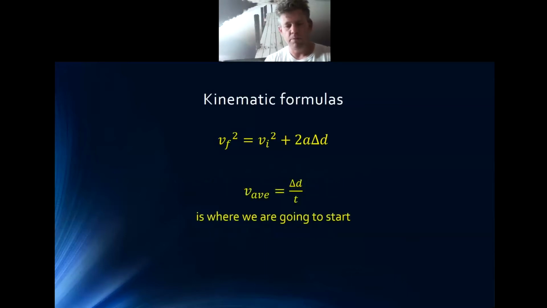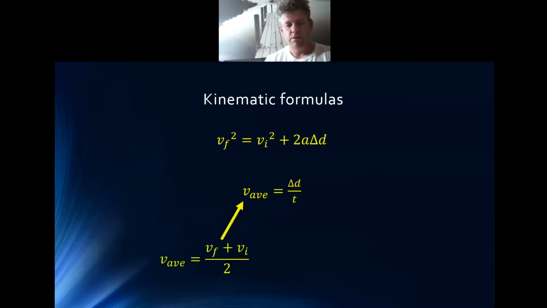Okay? Here we go. So we're going to start with our average velocity equals our change in distance over time. If we look right now, we see change in distance is a big one for us because that's in our formula up above. All right. So what we're going to do is start by expanding what average velocity is.